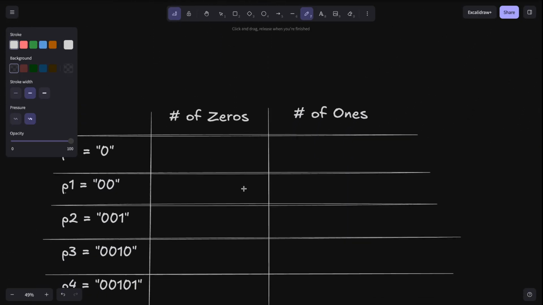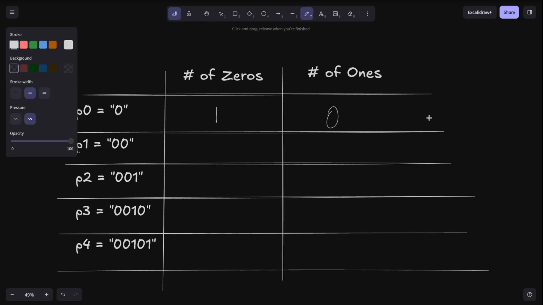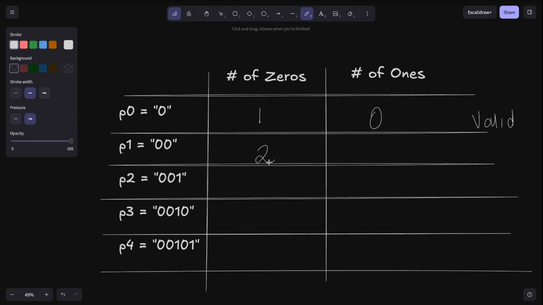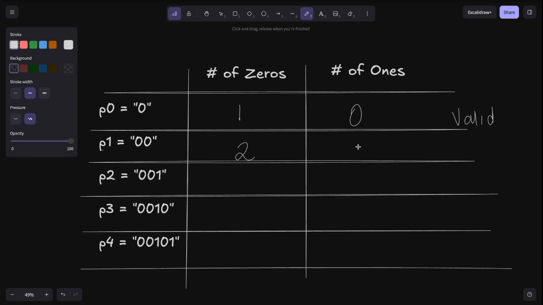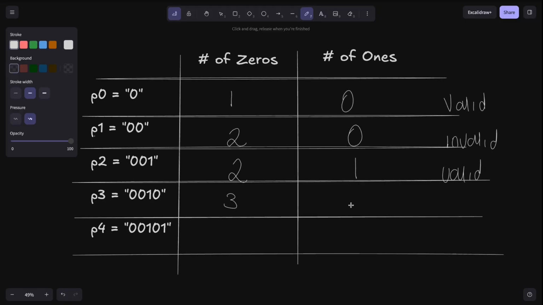So if we just keep track of all the zeros and ones, in P0 there's only one 0 and no ones. And remember, this was valid. This was valid. Here, there are 2 zeros and 0 ones, and remember, this was invalid. Here we have 2 zeros and 1 one, and this was valid. Here we have 3 zeros and 1 one, which is valid.